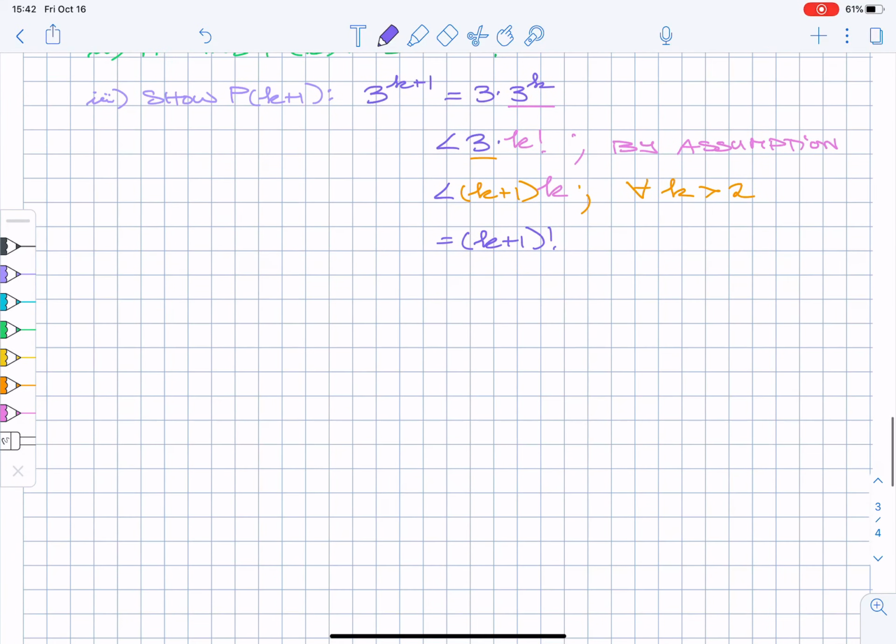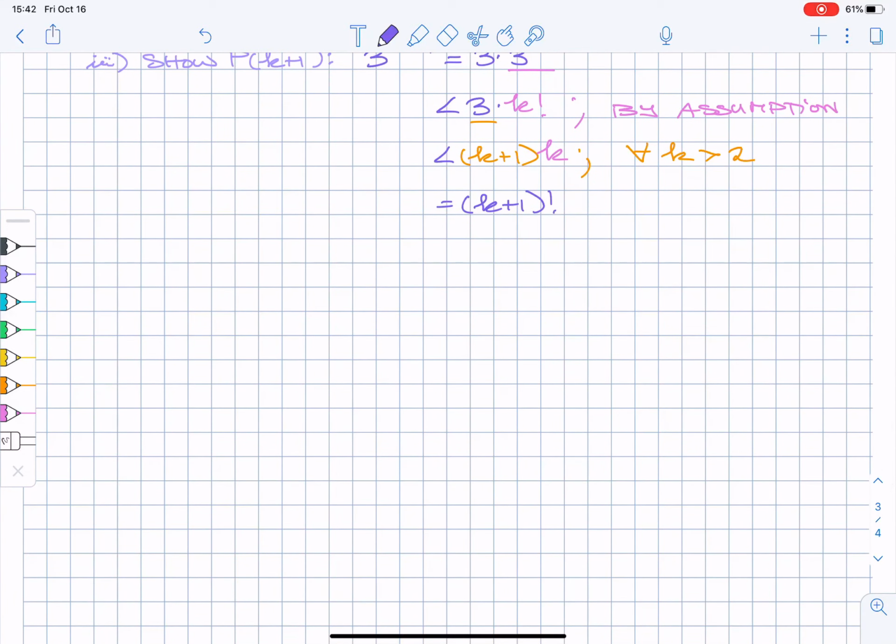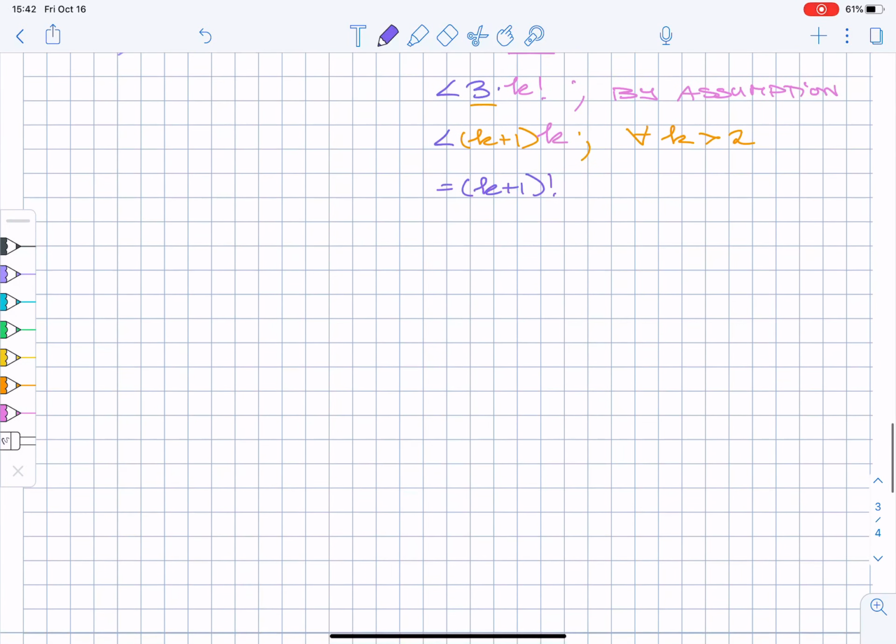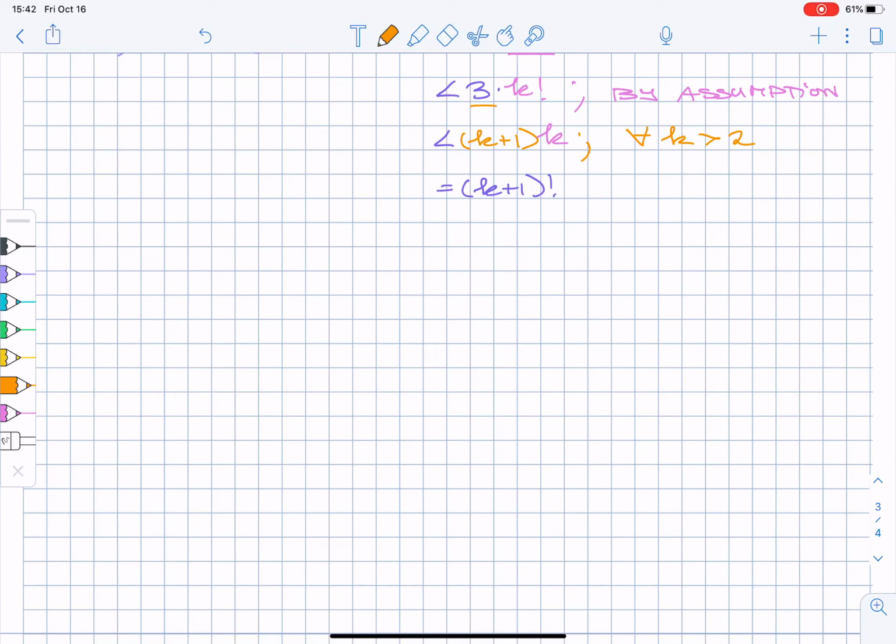Okay, so therefore, did I show it? Yeah, so therefore, 3 to the k is indeed less than k factorial by induction. Okay, so that's number 3 on that.